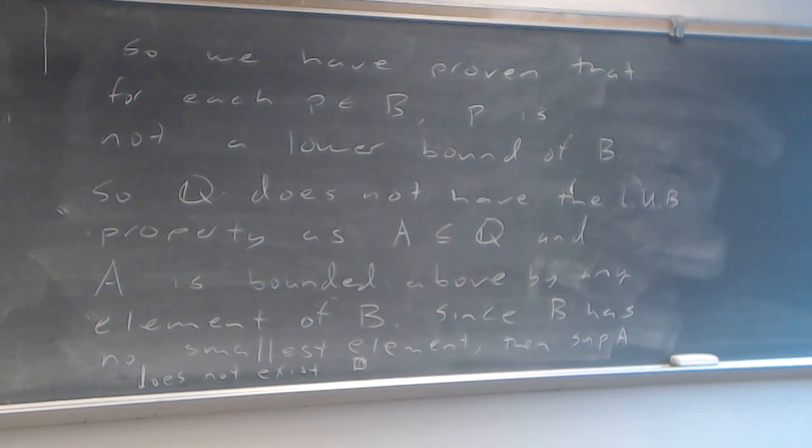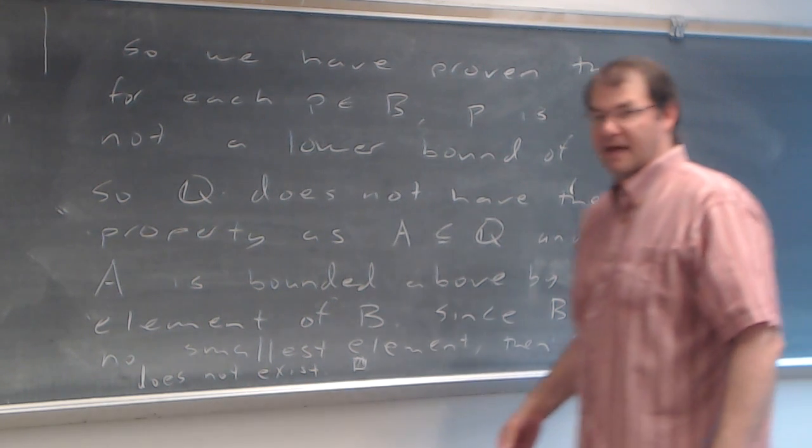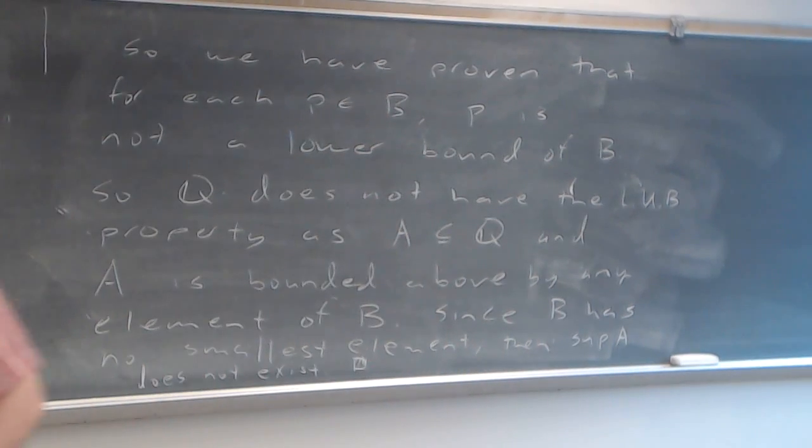Okay, well, if we have a least upper bound property, we ought to have a greatest lower bound property, and we do. Let me write it up.